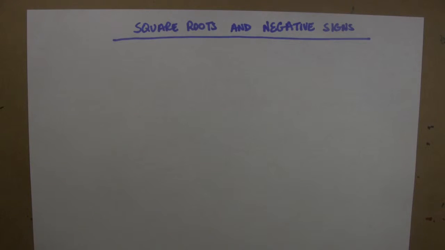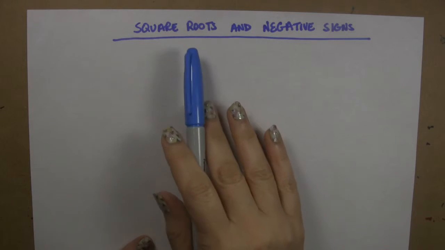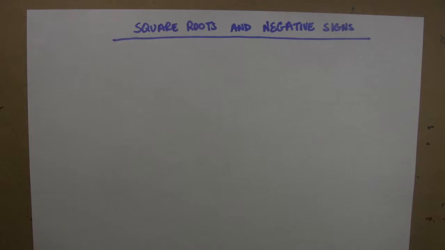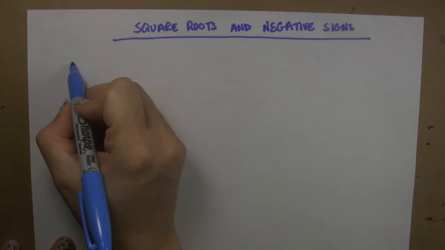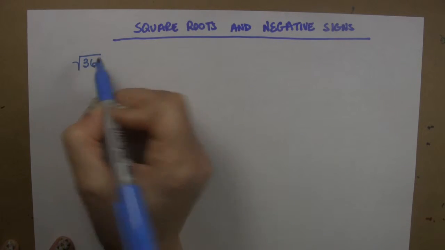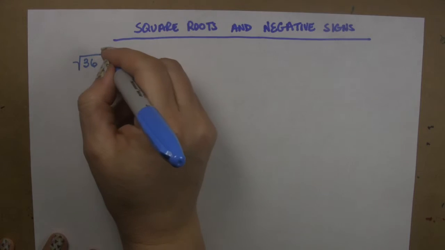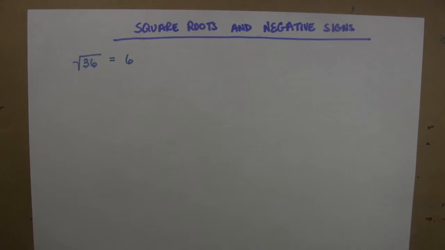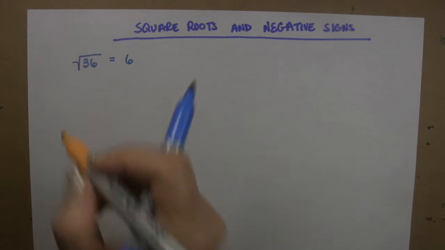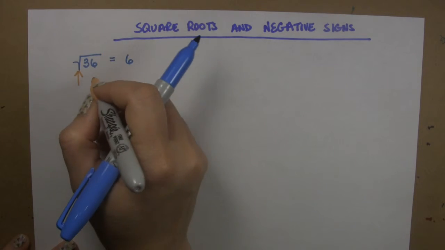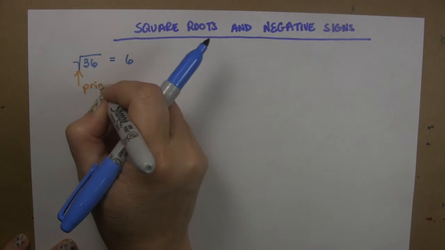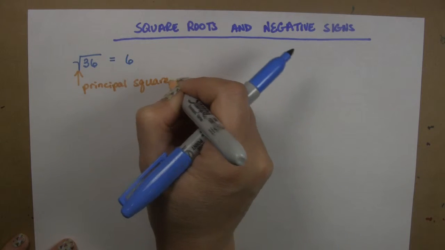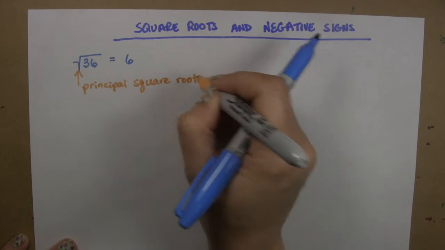Hello everyone. I'd like to talk about a confusing subject in math that has to do with square roots and negative signs. First, let's take a look at this. If I write the square root of 36, the answer to this is 6, positive 6. The reason is because this square root symbol means the principal square root, which means that it is the positive square root.